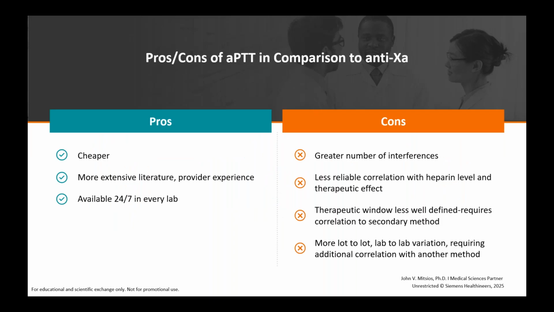When we think of the pros and cons of PTT compared to that of the anti-10A, of course, the pros: cheaper. No doubt about it. It's a cheaper assay, right? Because it's more readily available and it's pretty much available 24/7. There's a tremendous amount of literature that has been provided, but there's also provider experience.